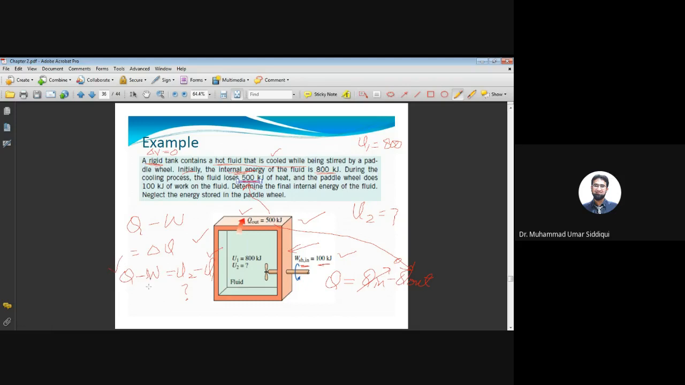And what will be W? W will be W out minus W in. Is there any mention of any work being done by the fluid outside? There is only work which is being done on the fluid, but there is no work done by the fluid on the surroundings. So W out will be 0 here, but W in is mentioned. It's 100 kilojoule. This is W in. So W will be minus 100. So minus 100 you're going to put here. Minus minus will become positive. So it will become minus 500 plus 100. Is this point clear or not?